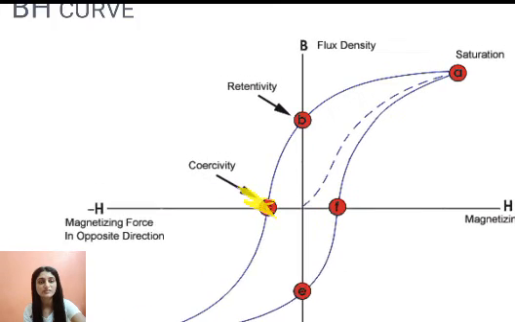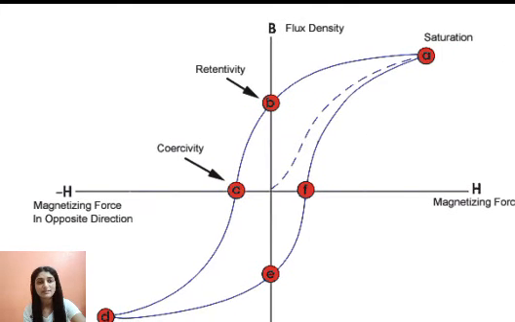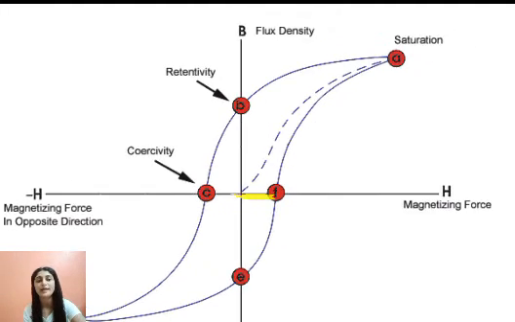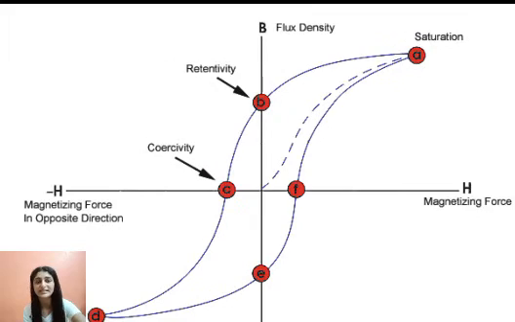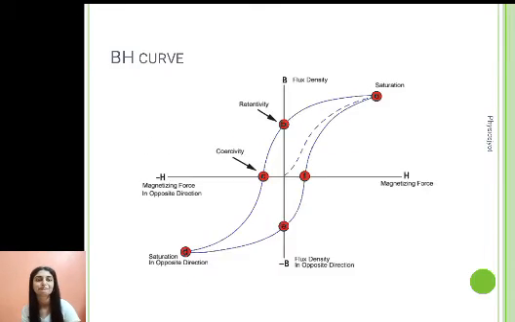And coercivity is when H is 0, B is not 0. But if you have to make the value of B 0, in that case you have to apply this field in the negative direction. So this much value is the coercivity or coercive force, minus H.